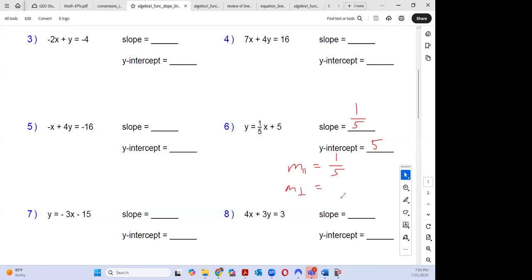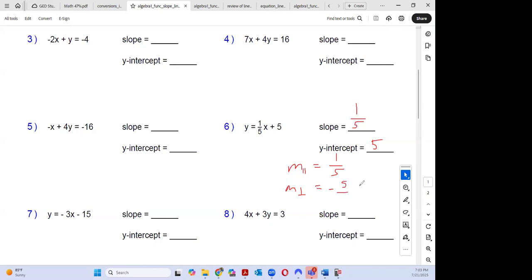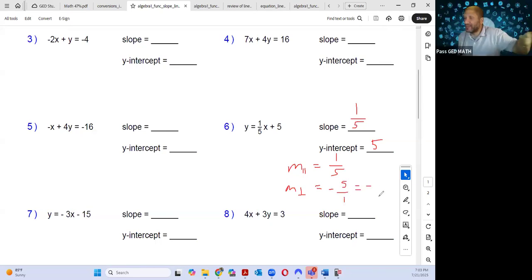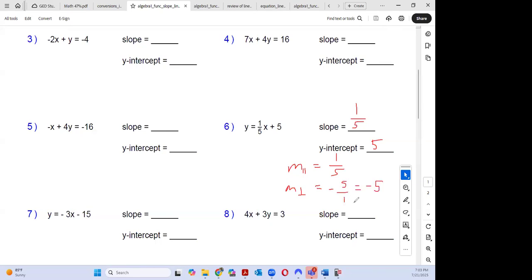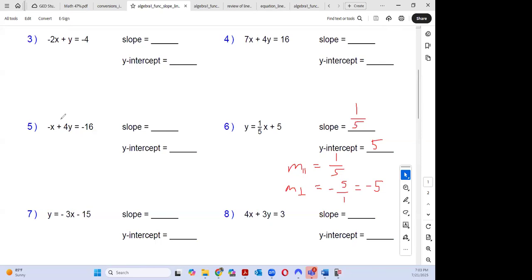What's the slope of any line that's perpendicular to this line? Would it be 5/1? Negative. Change the sign. Negative 5/1, which is the same as negative 5. Negative 5. Okay, just got to remember that part.